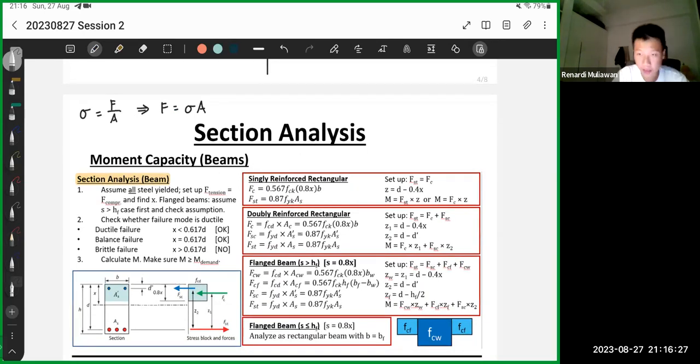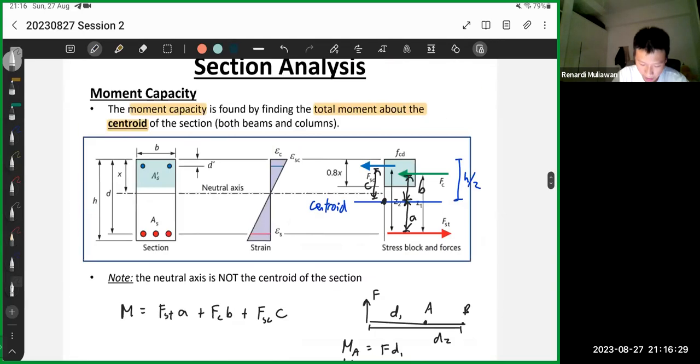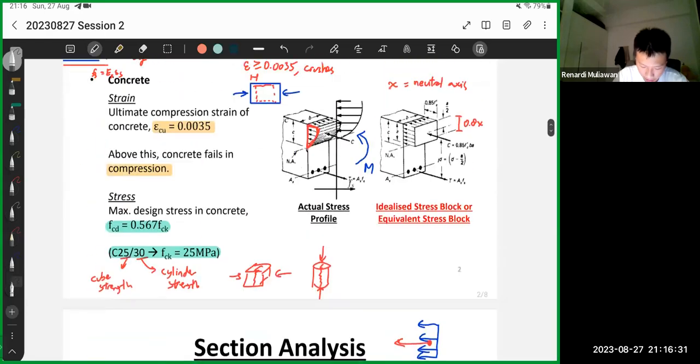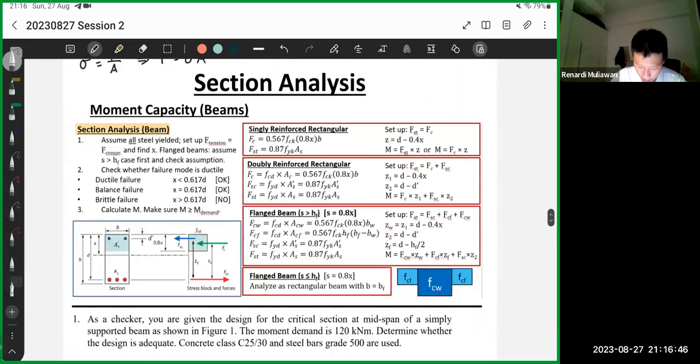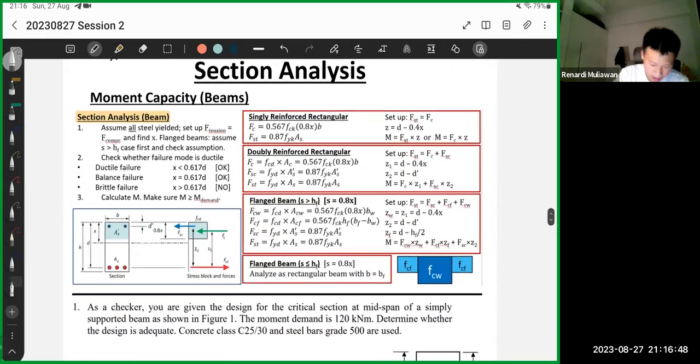So the stress of concrete. If you go back again here, here's the stress of concrete, 0.567 FCK. That's the stress. So FCD here is actually sigma CD. Yeah, it means the same thing. That's why it's 0.567 FCK. So this is the stress.